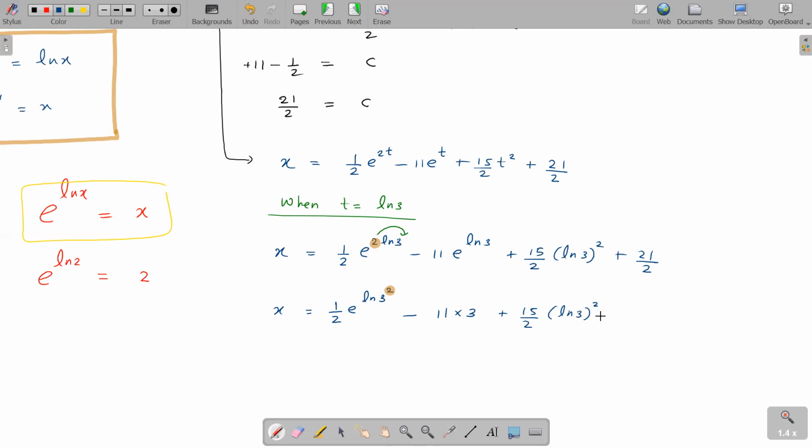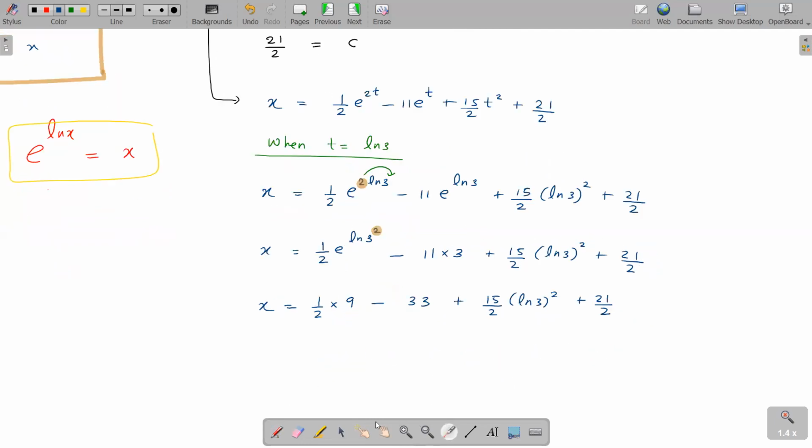Half e to the power 2 ln 3, plus 15 over 2 ln 3 square, plus 21 over 2. Can you simplify here? What do I get? x equals half e to the power ln 3 square, which is e to the power ln 9. So e to the power ln 9, according to this rule, will be directly 9. Do you agree with me? 11 times 3 is 33, then 15 over 2 times ln 3 square plus 21 over 2.